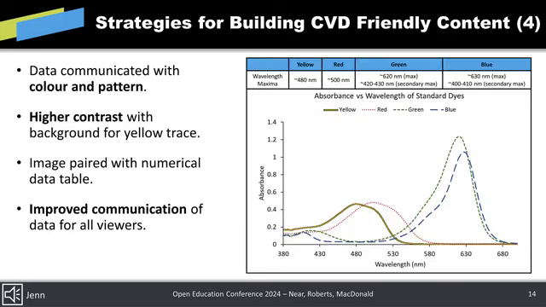By considering alternate modes of presenting the same data, we are able to improve the previous graph by combining color with pattern rather than just color alone, and also improving the contrast, specifically on the yellow trace where we've added a black outline so that the contrast with the background is now higher. We've paired the image with the numerical data table as an alternate way of communicating the same information. So overall, these minor changes have improved communication of the data for all viewers.